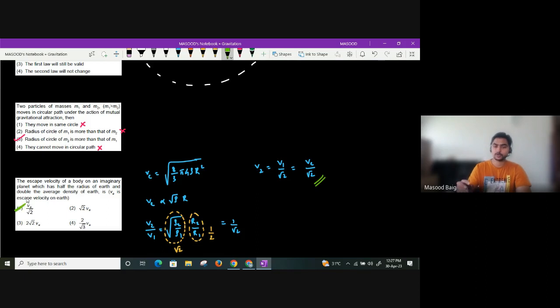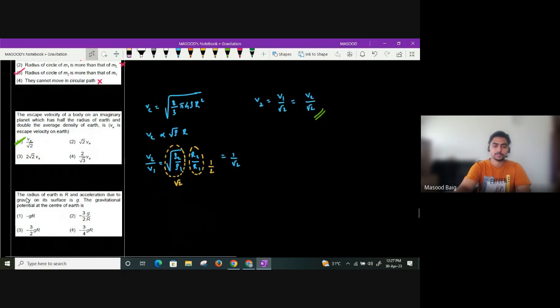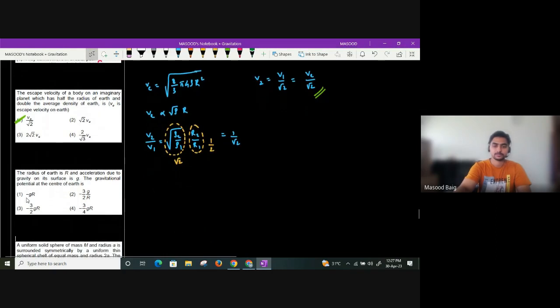Direct question, very important logic again. Root of 8 by 3 pi G rho R square will be the escape speed. Clear everyone? Yes or no?